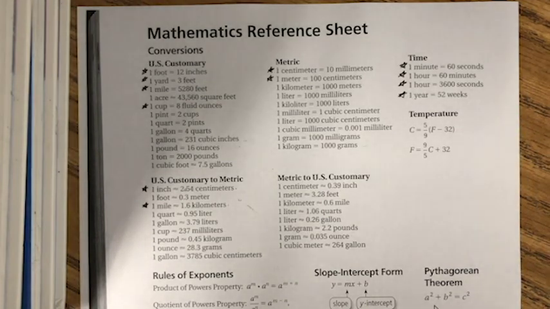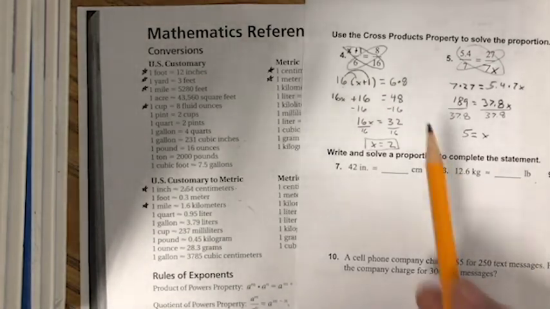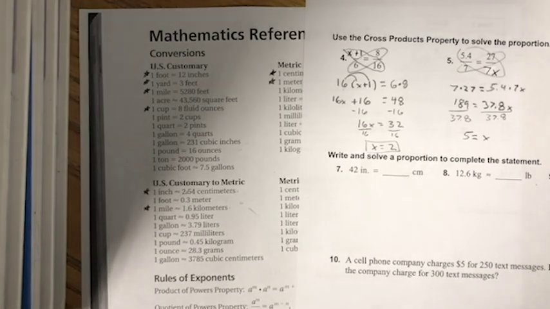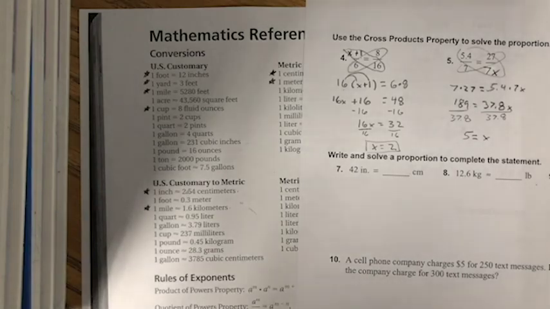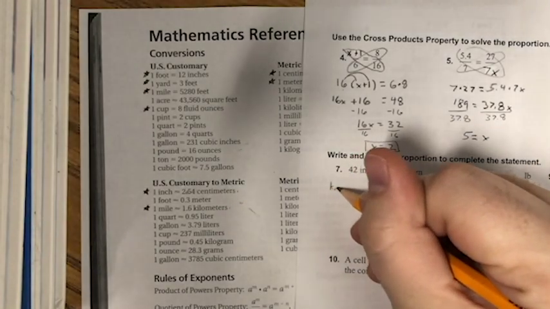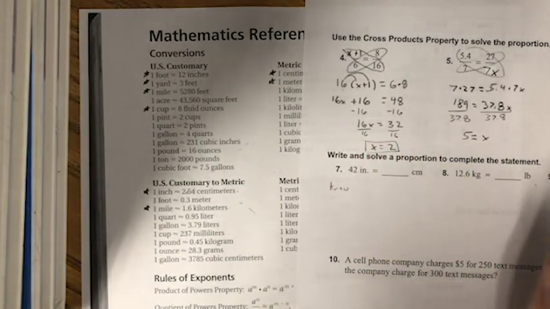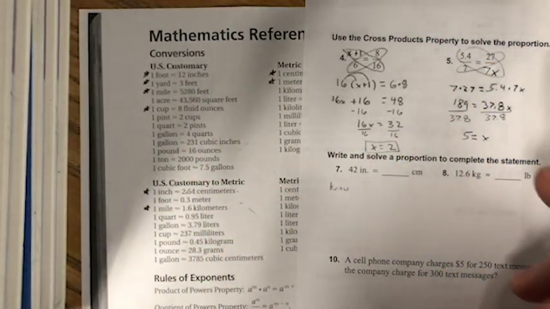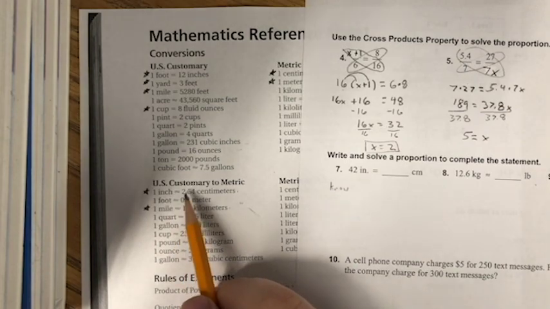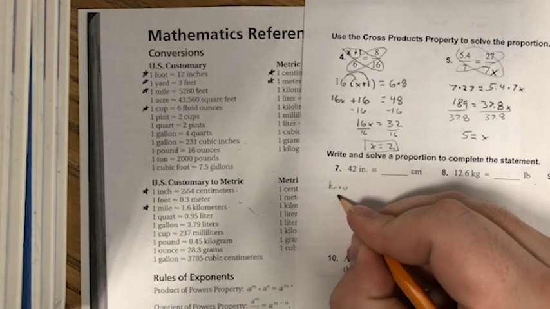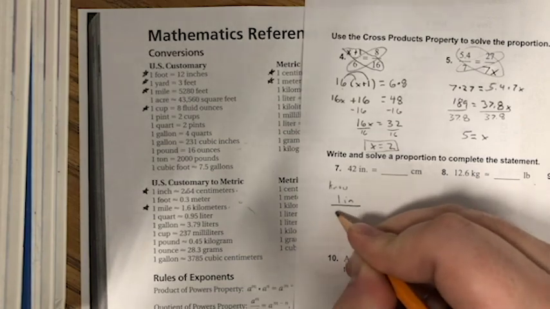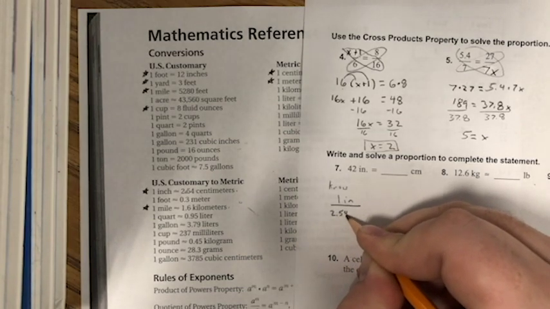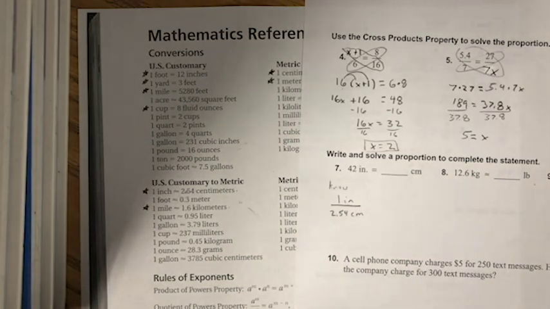All right, now with that said, how do we even use this reference sheet? So we're going to do this one first together. It says 42 inches and we are trying to convert it to centimeters. So how do we do that? Well, what do I know? According to my reference sheet, 1 inch is about 2.54 centimeters. I know that as a fact.